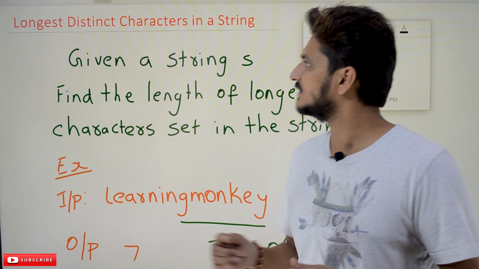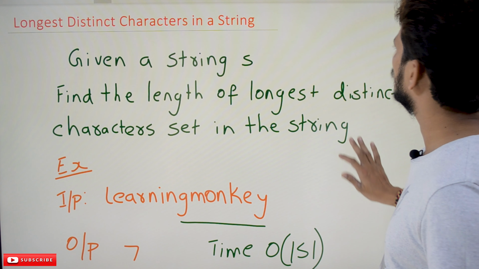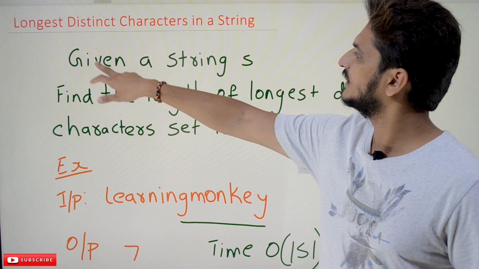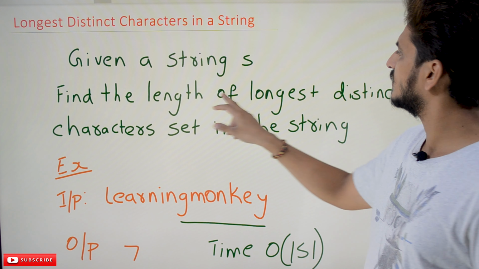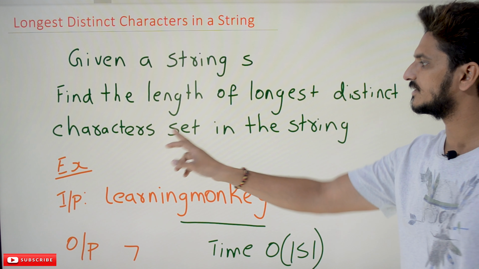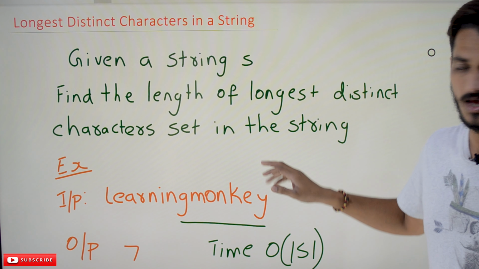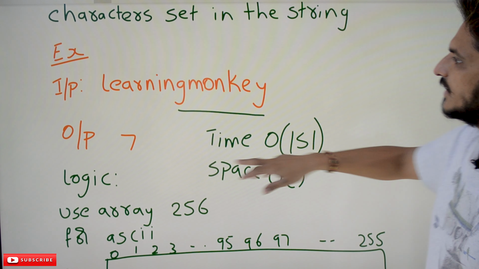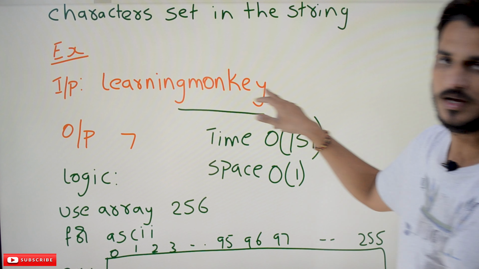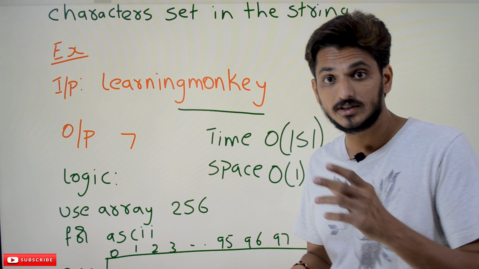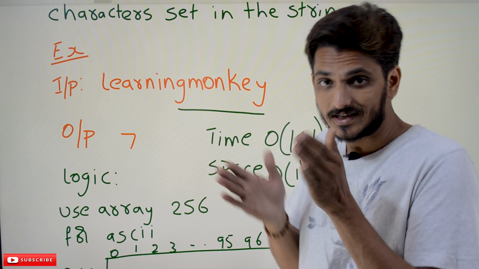Coming to today's class, first we will understand the question. Given a string S, find the length of the longest distinct character set in the given string. With an example, we are going to understand. Example input is Learningmonkey. We need to identify the longest distinct character set.